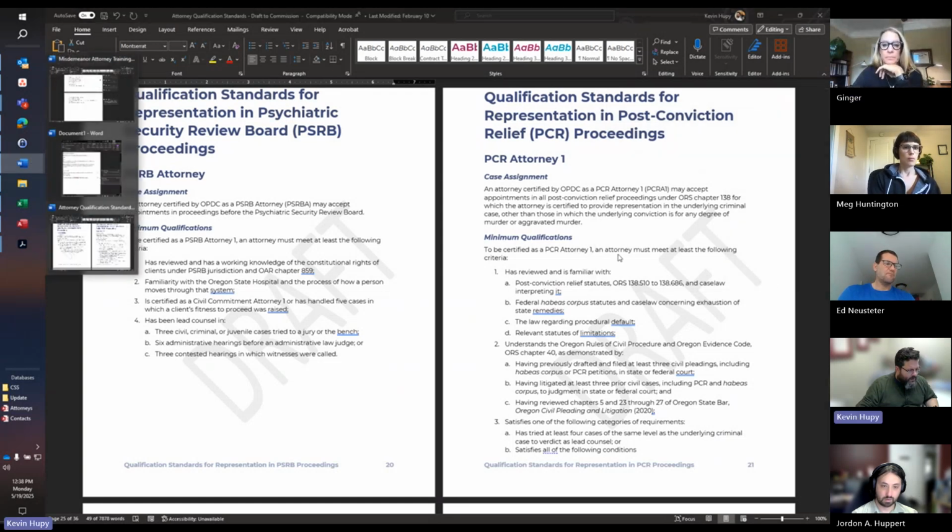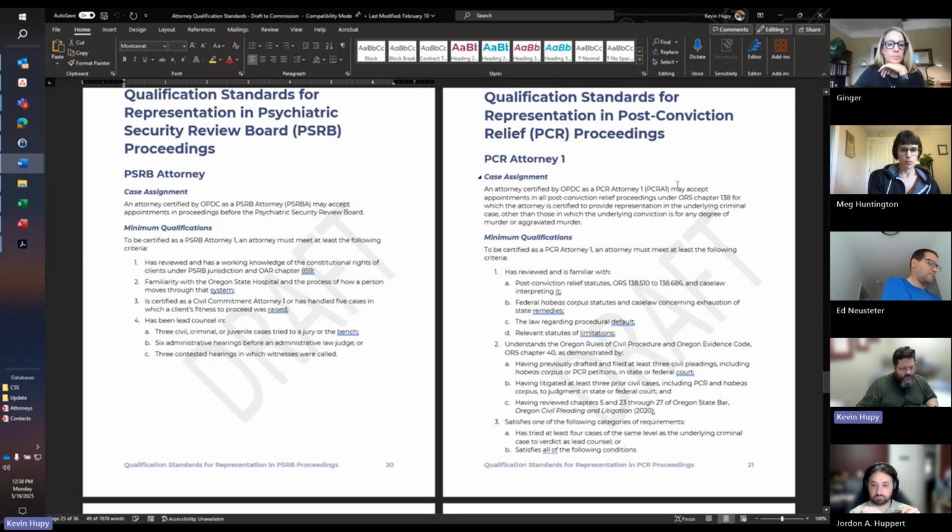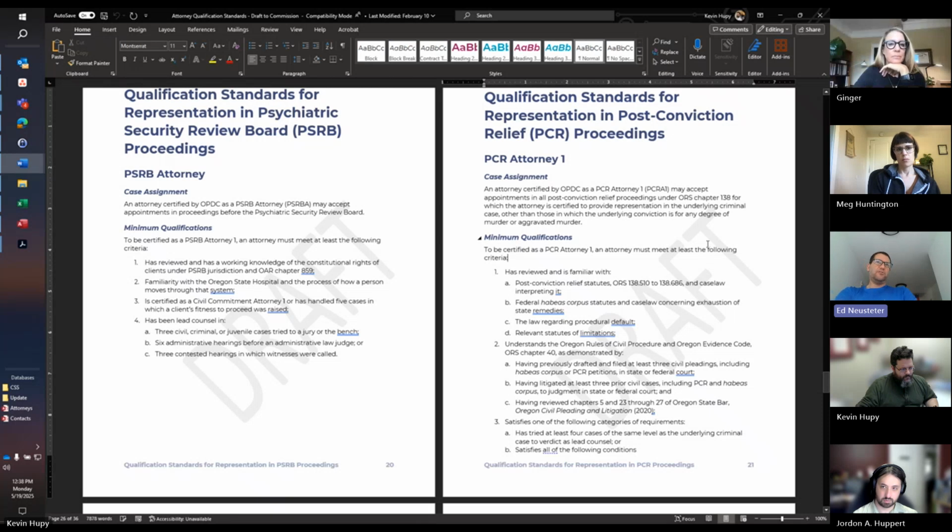Okay, and I pulled up the qualification standards just because I want to double check. Our current PCR standards, the new ones, say you would be authorized to take any cases under Chapter 138 at the lowest level PCR attorney qualification level. Is that appropriate for DNA cases? You're not dealing with civil rules, right? It's part of the criminal case, so you are dealing strictly with criminal procedure.